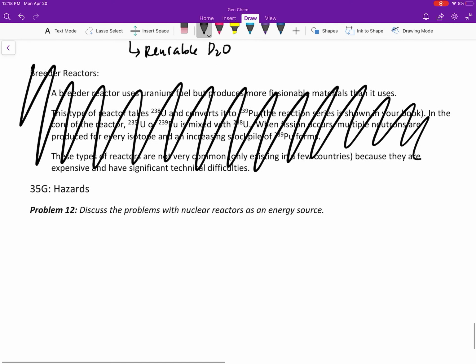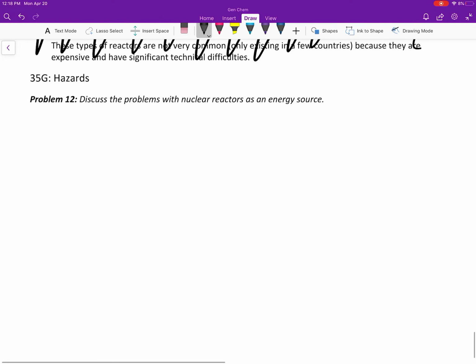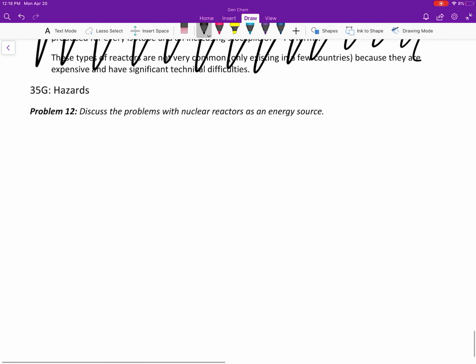All right. So hazards with nuclear reactors as an energy source. Accidents are common, which is kind of sad. We have 3 that we know of in the last 100 years, because 3 Mile Island was in 1911 or 1913, sometime in there, around the Titanic area.